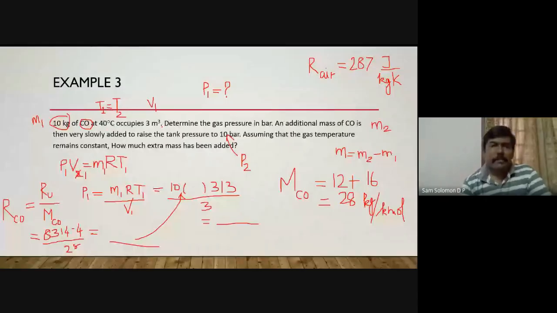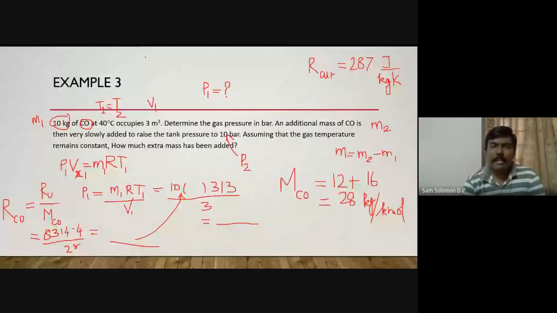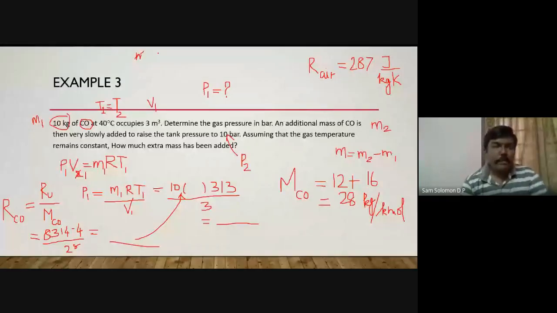They have simply said the carbon monoxide occupies 3 meter cube of volume. So we can't say V1 is equal to V2. There is no statement in the problem which conveys the message that V2 is equal to V1, so we can't take that step. But what we can see here is, what is the value of the pressure P1 that you get for this problem? 3.09 bar. When the pressure is 3.09 bar, the mass happens to be 10 kilogram.